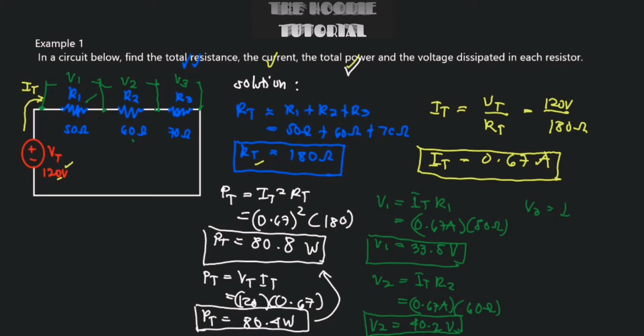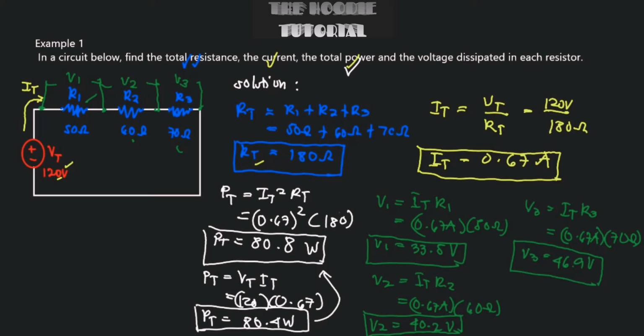V3 is the same. We have I3 or IT multiplied by R3, which is equal to 0.67 amps multiplied by the R3 right here in the circuit, which has a value of 70 ohms. Putting that into a calculator, we would have a value of 46.9 volts. That would be the voltage across R3.